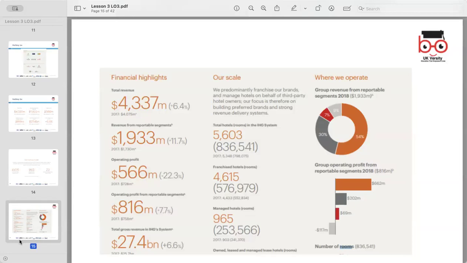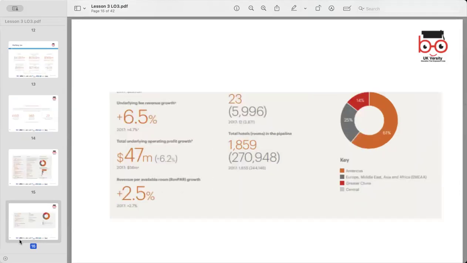So operating overview, business model. Holidayne predominantly operates through franchising its brand and managing hotels on behalf of third party owners, as I said previously as well. So, here you can see a growth metrics and future pipeline of Holidayne.